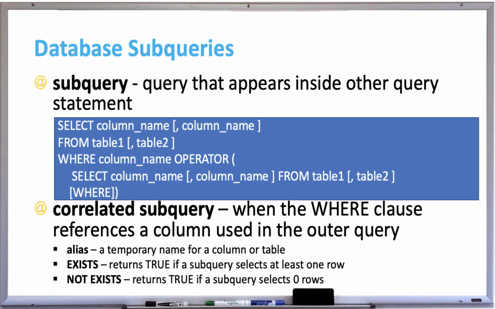Many correlated subqueries use the exists operator, which returns true if one or more rows are selected. And there's also the not exists operator, which returns true if no rows are selected by the subquery.